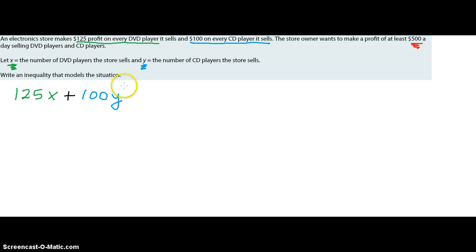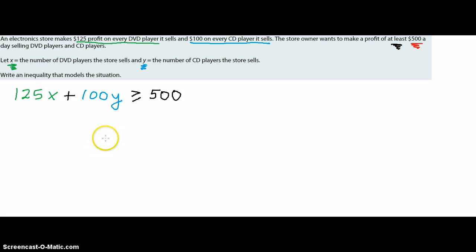And we need this whole thing to be greater than or equal to, because he says at least, meaning that if he makes a profit of $500, that's enough. He's satisfied. So at least we can include the 500. That's where that or equals sign comes in. So this whole profit needs to be greater than or equal to $500. So now we have successfully turned this story problem into an inequality that models the situation.